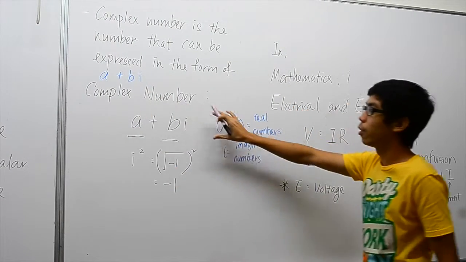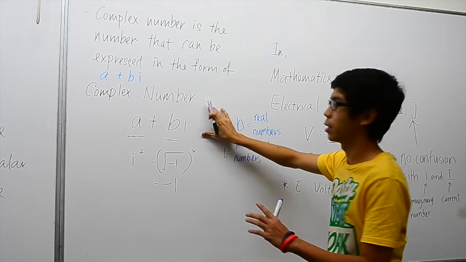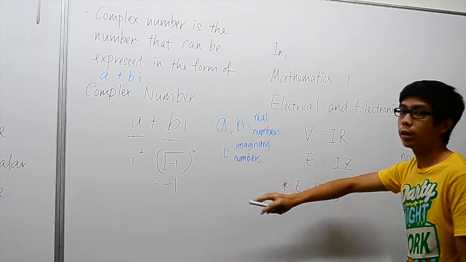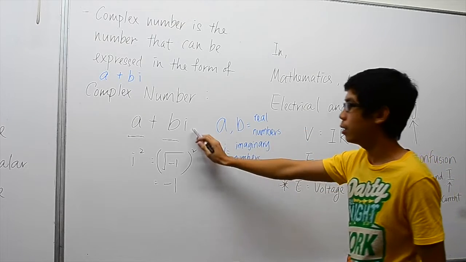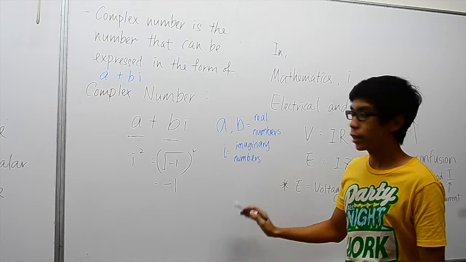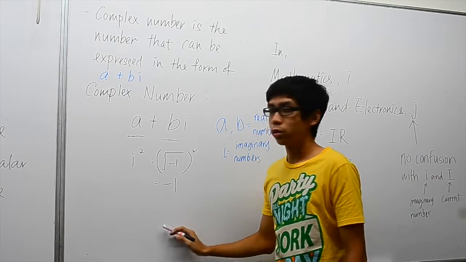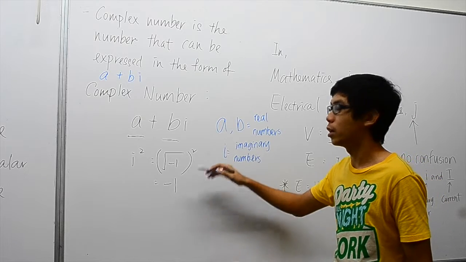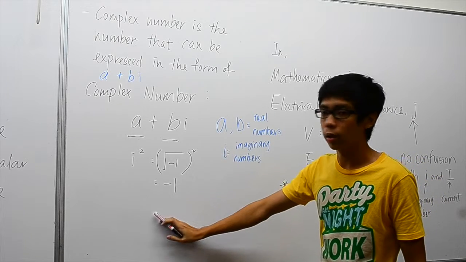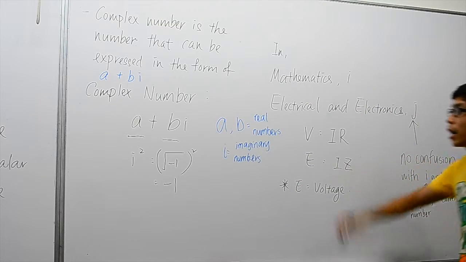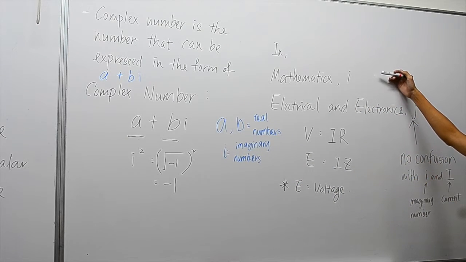So here we can see the form of complex numbers, a plus bi. Both a and b are real numbers and i is the imaginary number. i is actually the square root of -1. So if we square i, we get the square root of -1 squared, which is -1. In mathematics, i is the imaginary number.